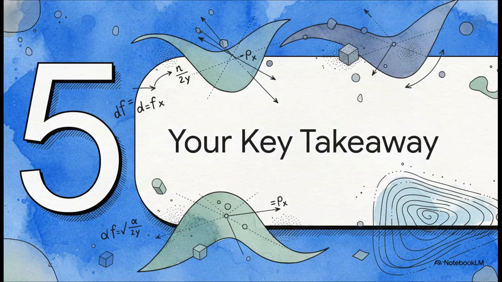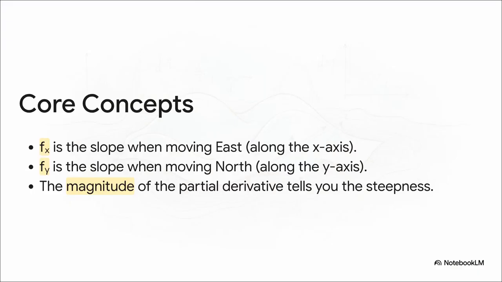Okay, we have covered a lot of ground here, from the big ideas to the nitty-gritty calculations. So let's just take a second and boil this all down to the absolute essentials that you need to remember. At the end of the day, partial derivatives are just this really clever trick to take a hard problem and make it easy. Just remember, f sub x is your east slope, f sub y is your north slope, and the bigger the number, the steeper the hill. If you can hang on to those core ideas, you've totally got this.